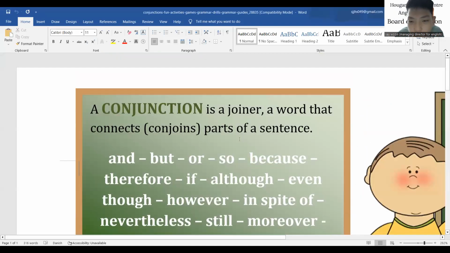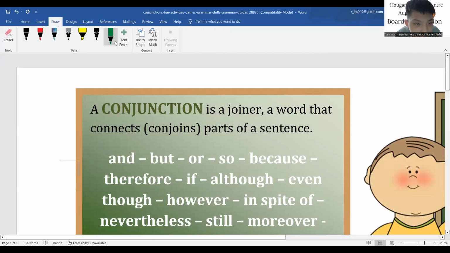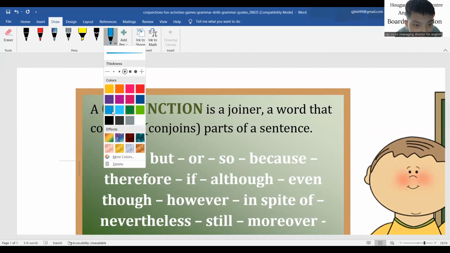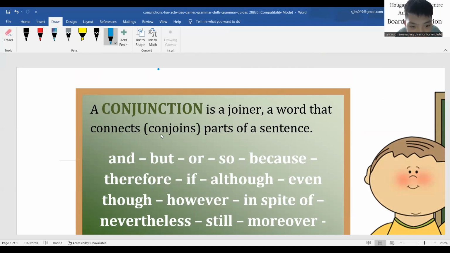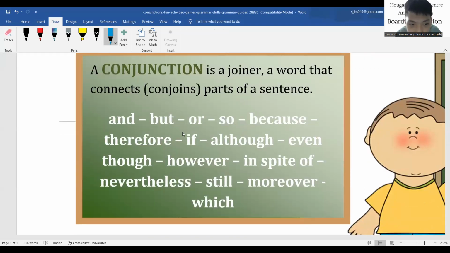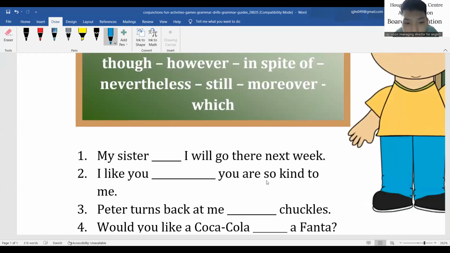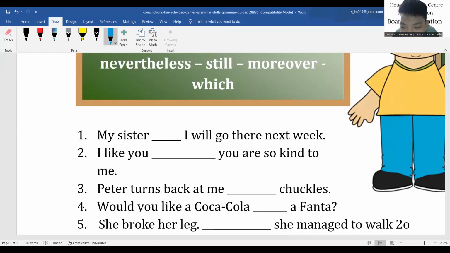A conjunction is a joiner, a word that connects, conjoins parts of a sentence: and, but, also, because, therefore, if, although, even though, however, in spite of, nevertheless, still, moreover, which. My sister.